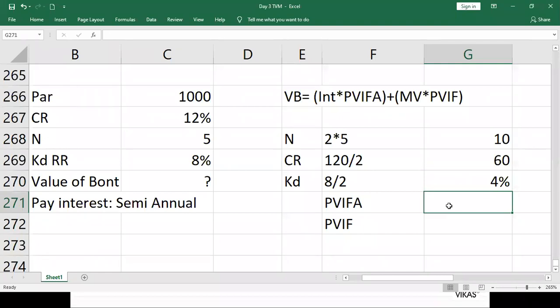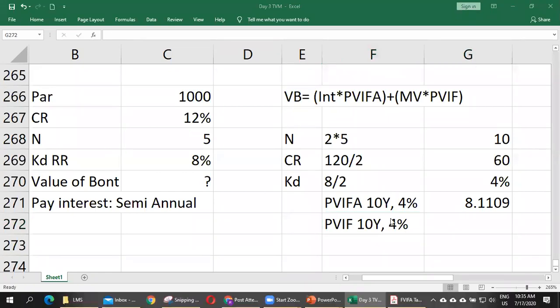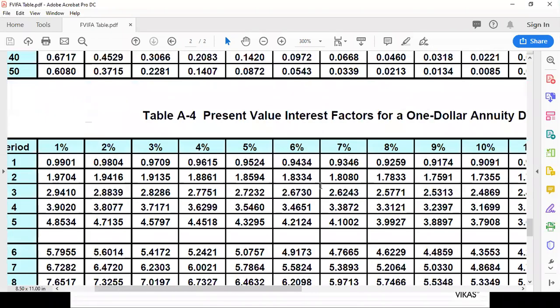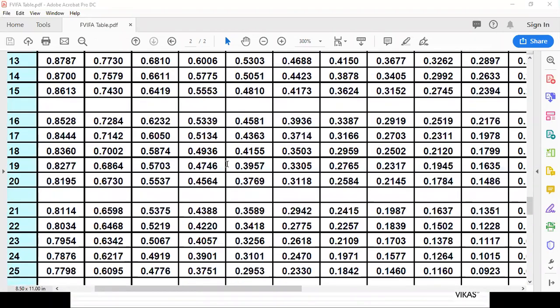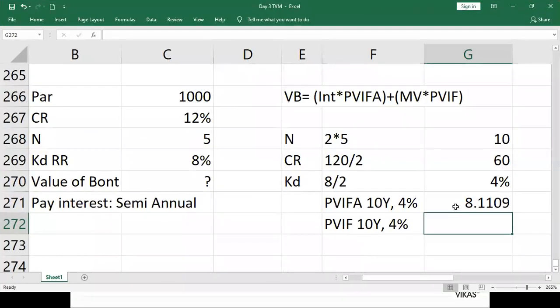PVIFA, this value, for 10 years and 4%. And also PVIF for 10 years and at 4%, 0.675. Right? So we have taken the values.